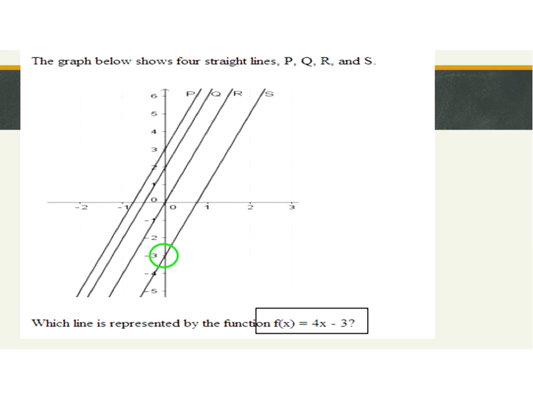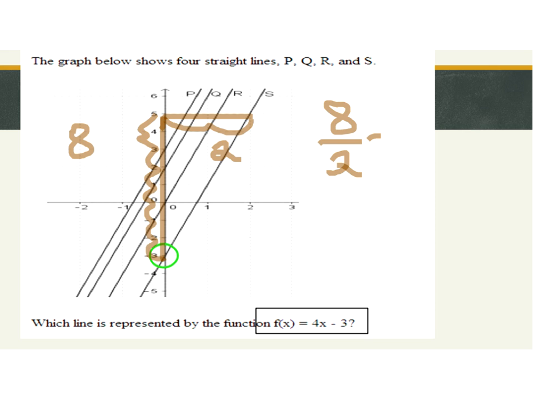So if we draw a triangle between these two, it would be going up 1, 2, 3, 4, 5, 6, 7, 8, and a run of 2. 8 over 2 is 4. This is your rise over your run.